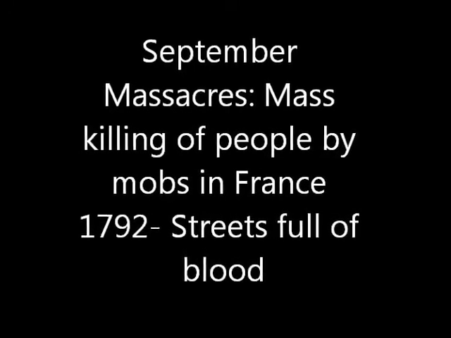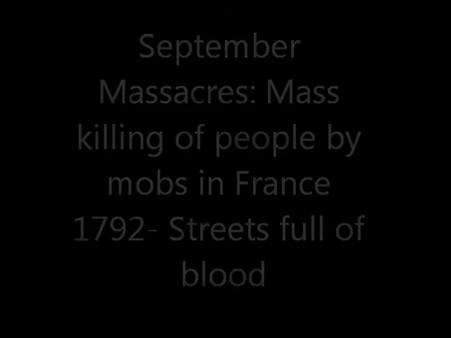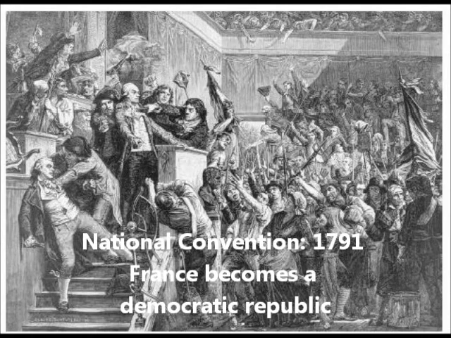A new government was going to be formed in 1791 called the National Convention. It officially replaced the constitutional monarchy and made France a democratic republic. A radical group of people were called the Jacobins, and that looks like Jacob-ins, and it's spelled like Jacob-ins, but it's pronounced in French Jacobin. So the Jacobins took power in 1792.